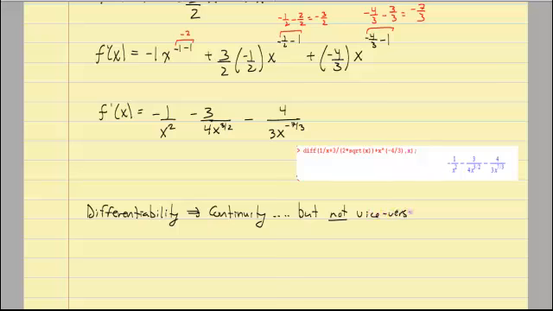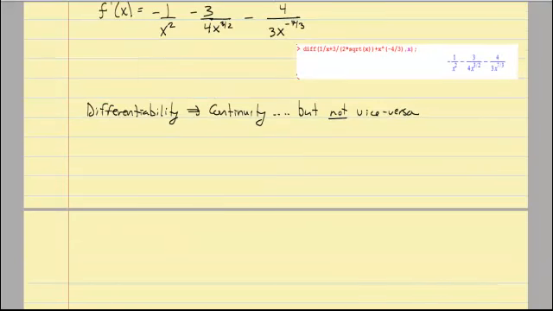For instance, if we have something that is continuous, that doesn't guarantee that it's differentiable. So differentiability implies continuity. Continuity does not necessarily describe something that's differentiable.